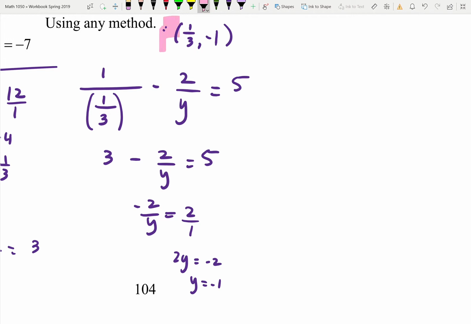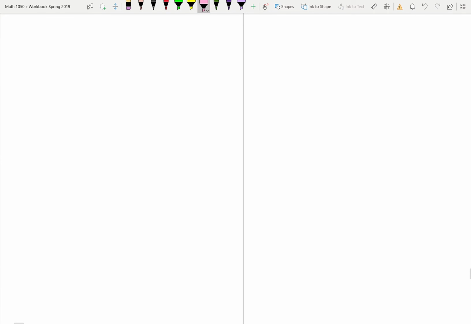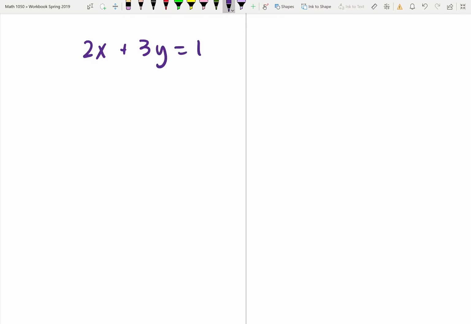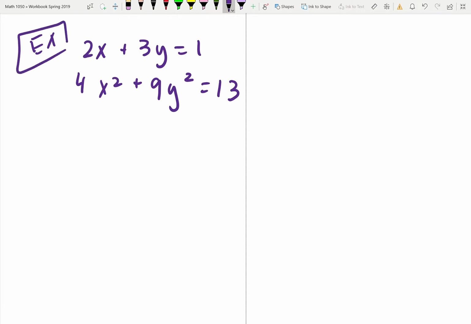Okay? All right. Squeeze the problem in somewhere. Okay? 2x plus 3y equals 1. 4x squared plus 9y squared is equal to 13. Everybody just freeze and let's talk for a second, okay? Okay, can I eliminate the x's? Tell me that. No. Can I eliminate the y's? Tell me that. No. So elimination is not an option.